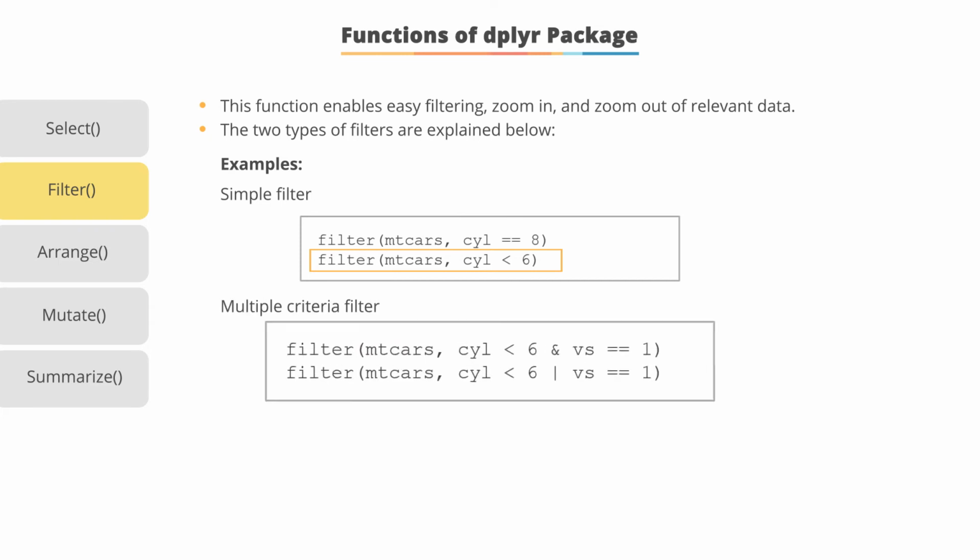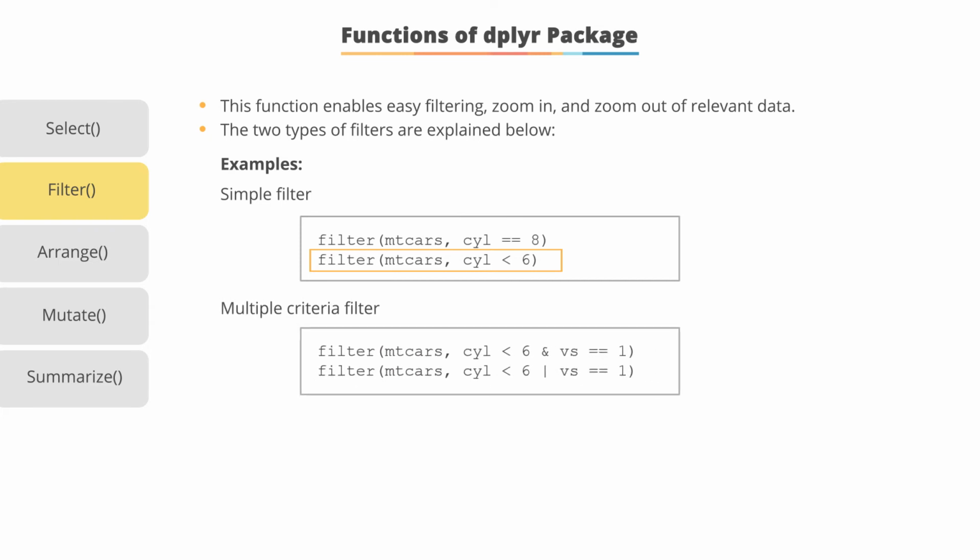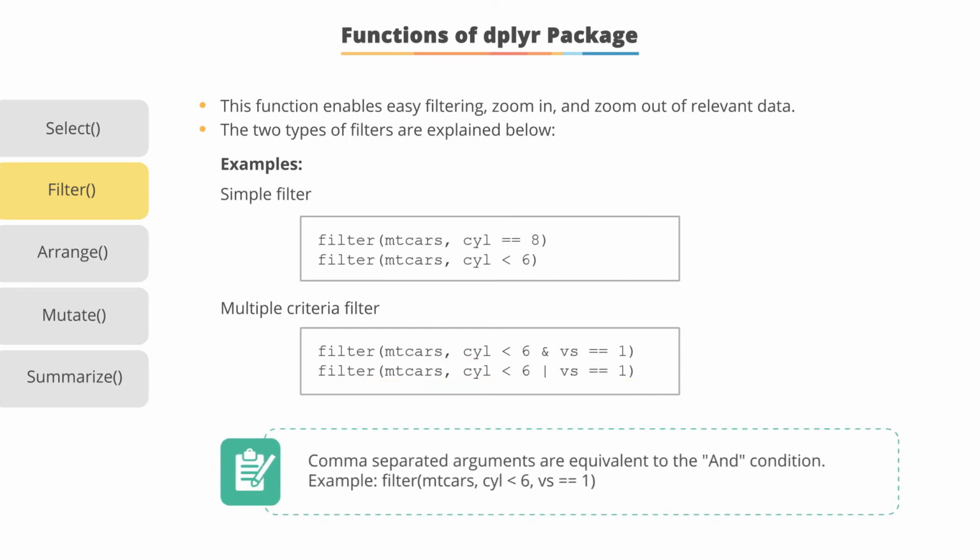You could also have multiple criteria filtering. So if we're using the mtcars data set, we want all cars with cylinders less than 6 and a vs equal to 1. Or, on the line below it, you can see the slash means "or" a vs equal to 1. And just as a side note, if you're using comma-separated arguments, it's equivalent to the AND condition. So just like that first one on the multiple criteria filter, you could use cyl less than 6 and the ampersand, or you can use a comma, and they both work the exact same way.